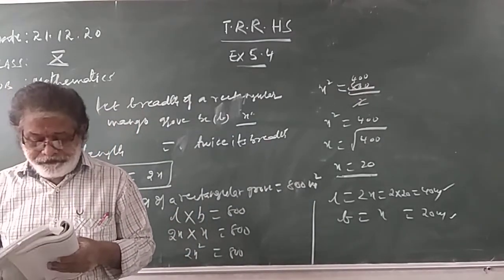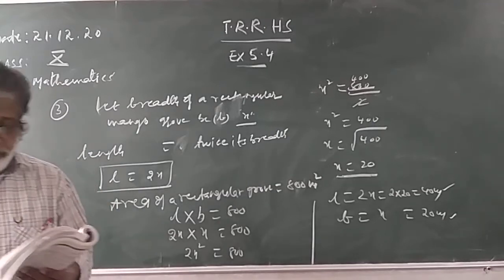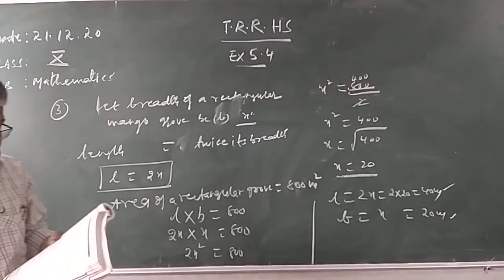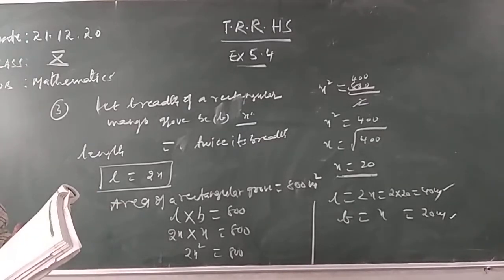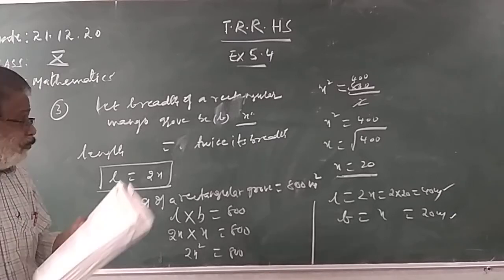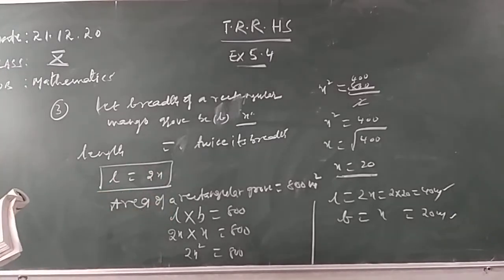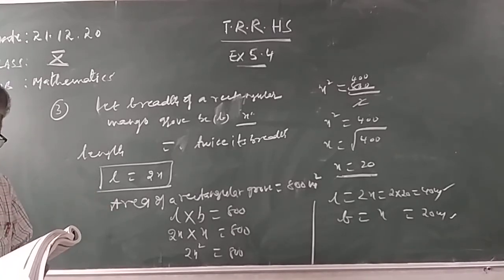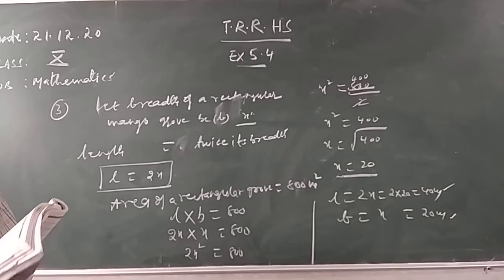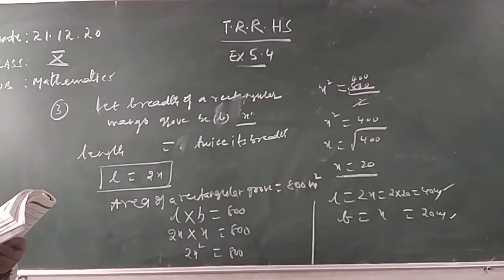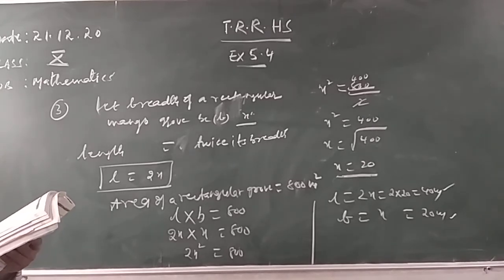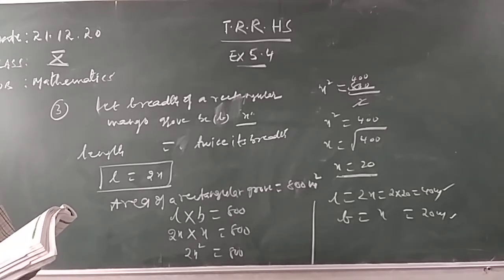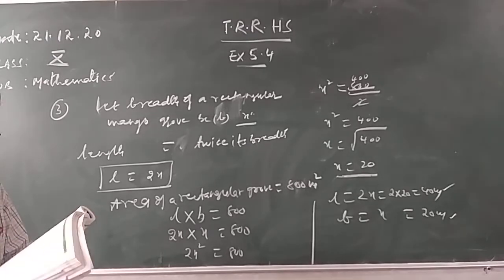Now I go for the fourth question. I read out the fourth question. The sum of the ages of two friends is 20 years. 4 years ago, the product of their ages was 48. Is the above situation possible? If so, determine their present ages.